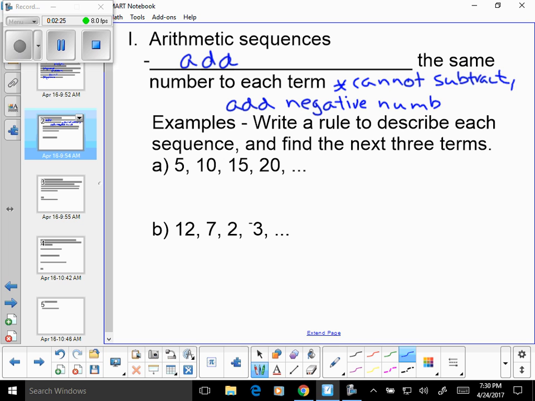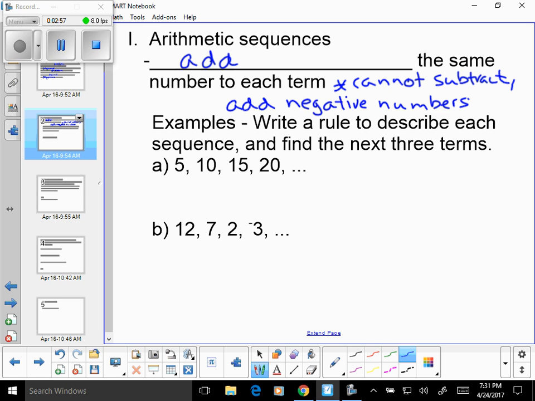This really goes back to the fact that subtraction means to add the opposite. So if I'm going to subtract 2, that really means I add a negative 2. If I'm going to subtract 5, it really means I add a negative 5. So therefore, we can work with our subtraction idea, only we change it to adding the negative number.